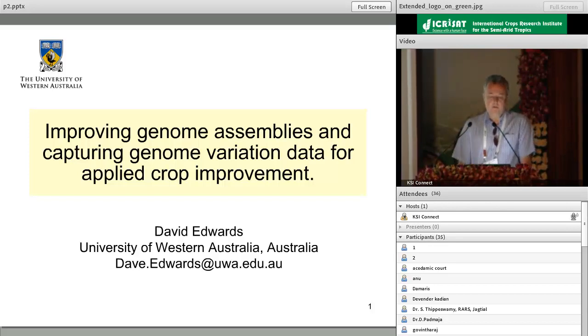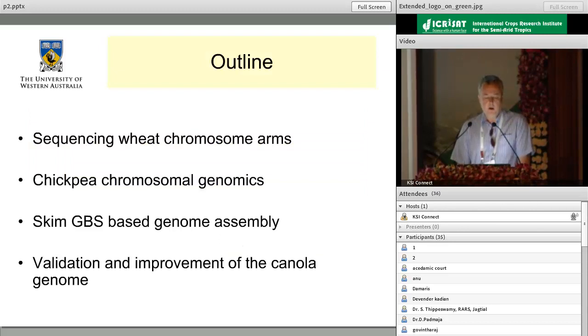So I'm going to talk a little bit first about our work on wheat, which has been going on for a while, and some chickpea work that we've been doing with Rajiv. I'm going to talk about Skim GBS-based genome assembly and validation. Now, Skim GBS is different to the GBS that you're probably familiar with, so I'll talk a little bit more about some of the details of how that works. It's quite a different approach. It's got different aims. It's more expensive in some ways, but it's very targeted, doing some things particularly well, and I'll describe how we've been using that.